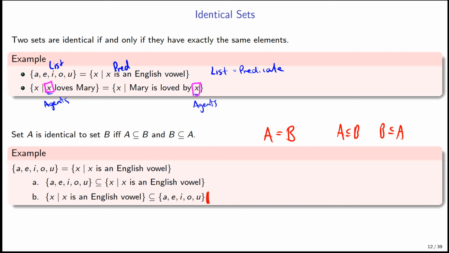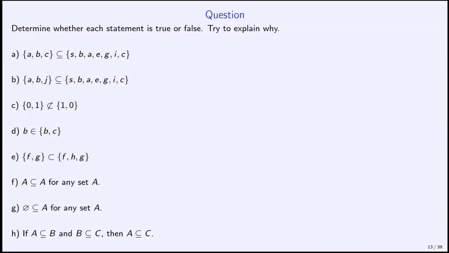Okay, that's just definitional. So if A is equal to B, then A is a subset of B, and B is a subset of A. Now let's do some practice. Pause the video, try it yourself, and I will run through the answers right now.